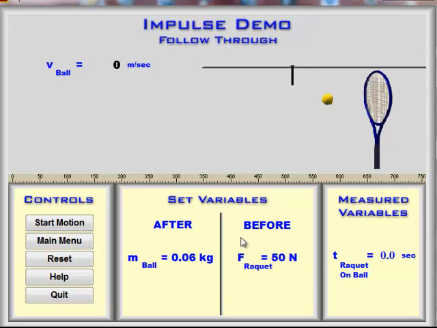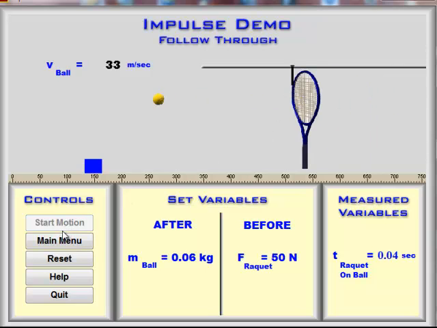Let's start with follow-through. Here we can change the time by varying the spot at which the tennis racket will stop. So we start the motion with a close-in. You can see that the time on the racket, the time the ball spends on the racket, is very small. It turns out that most people put the same amount of force on the racket no matter what the time on the racket is. And you can see that the final velocity is rather low.